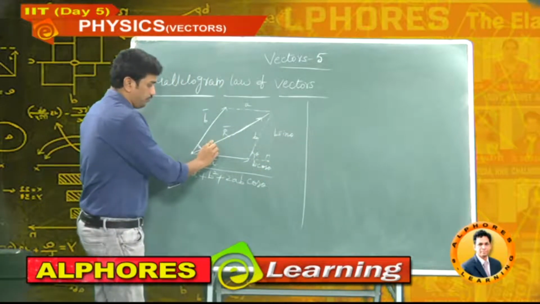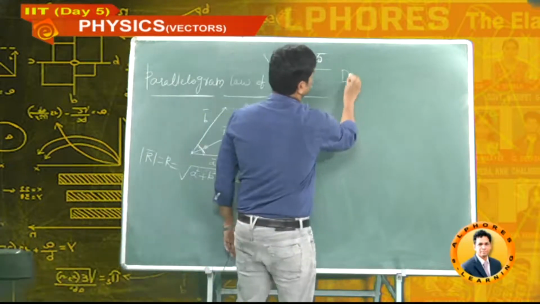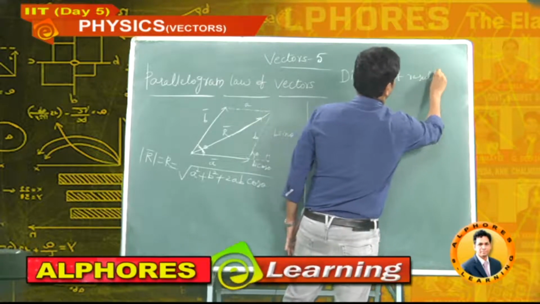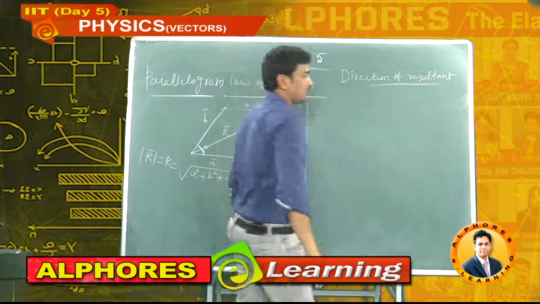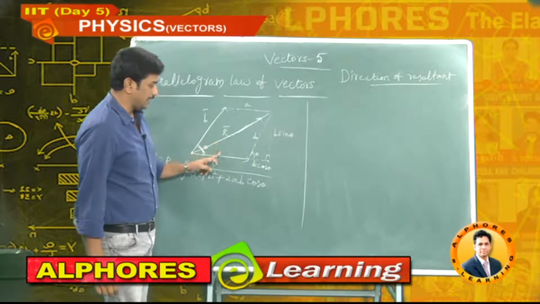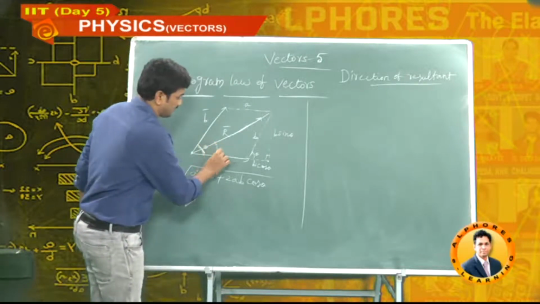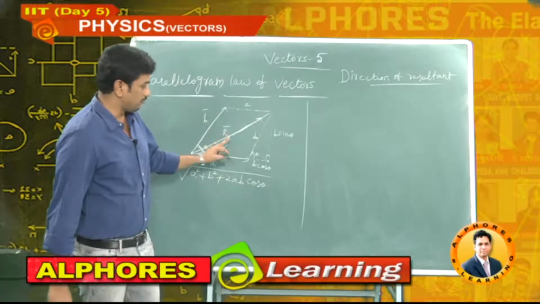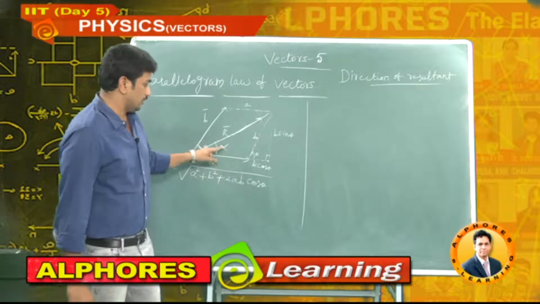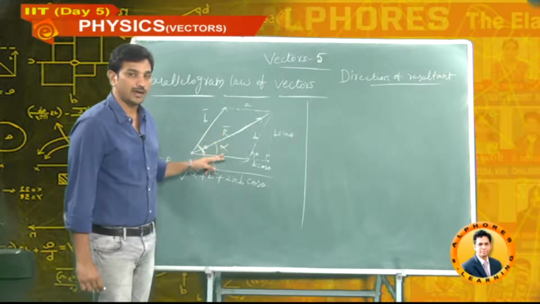Now we should calculate the direction of the resultant. How to calculate the direction of the resultant? The resultant vector has some angle with respect to A bar and some angle with respect to B bar. Let this be alpha. Our resultant making an angle with A bar is alpha. That is the direction.